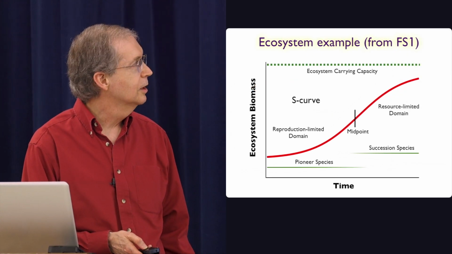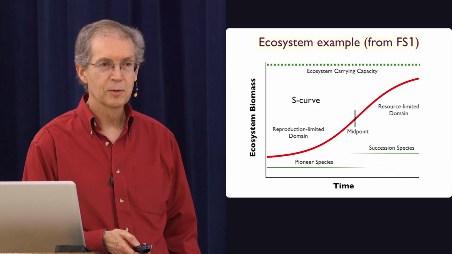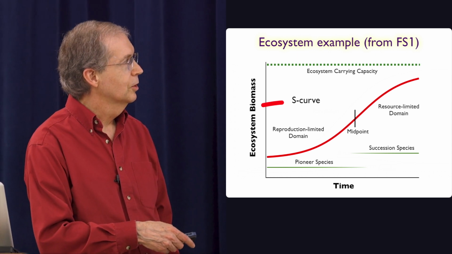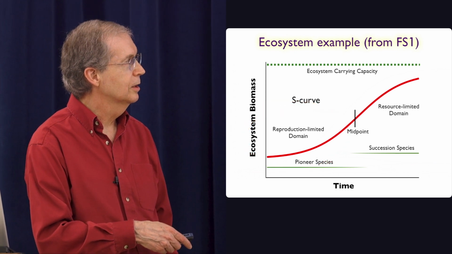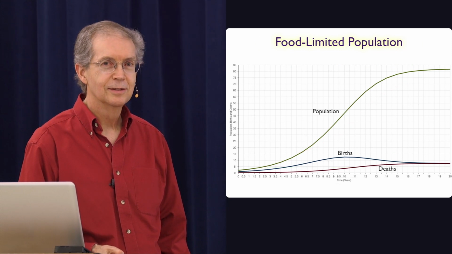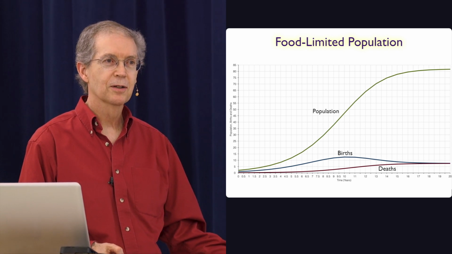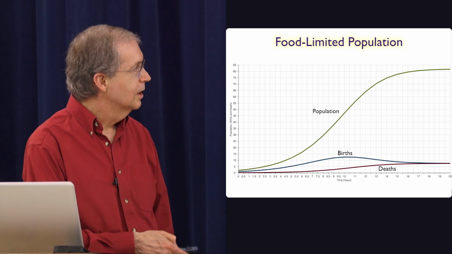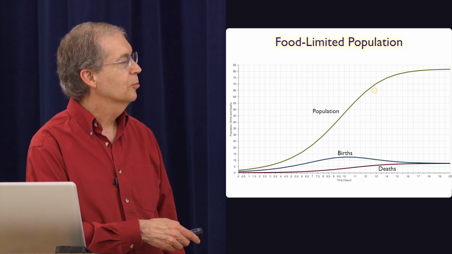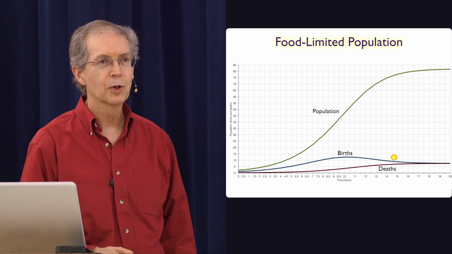And now I want to point out, for those of you who either were around or saw the first What Time Is It videos, one of the things in that was this S-curve with reproduction limited domain and resource limited domain. Basically, we've just created a model that generates an S-curve based on the notion that down here, you're into sort of exponential growth because it's easy to have a lot of births. Up here, you get the other side of the S-curve because the deaths are rising and the births are decreasing.